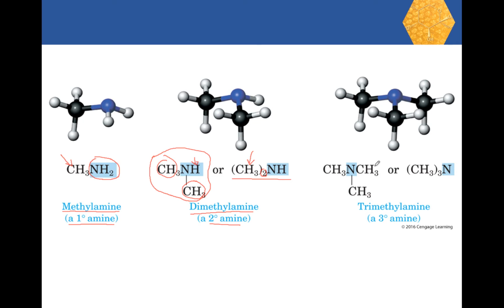Let's look at this one. Here's a nitrogen, and it has 1 methyl, 2 methyl groups, 3 methyl groups. Therefore, it's a tertiary amine. So we can write this as trimethylamine, and the structure can be shown with N bonded to 1, 2, and 3 methyl groups, or we can put CH3 and 3 to show that there are 3 bonded to this nitrogen.